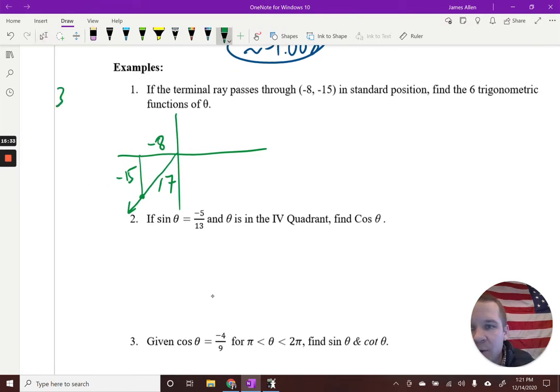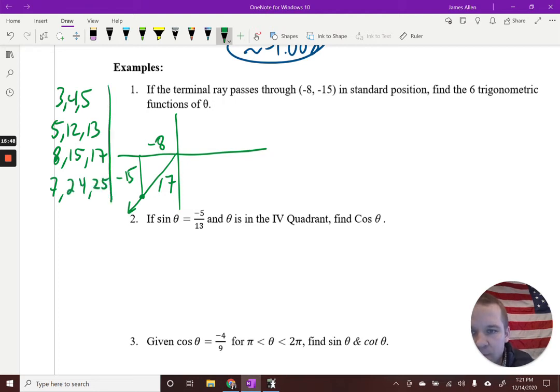Now, if you need a little refresher of your special right triangles, again, because I think I already did this once, we have 3, 4, 5, 5, 12, 13, 8, 15, 17, 7, 24, 25. Pause the video and jot it down if you need it. I'm going to move away from it. I'll leave it there for now.